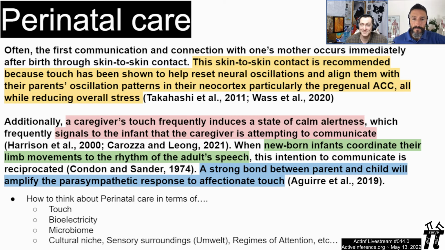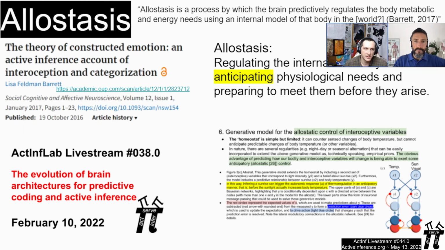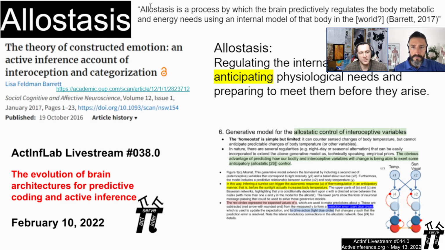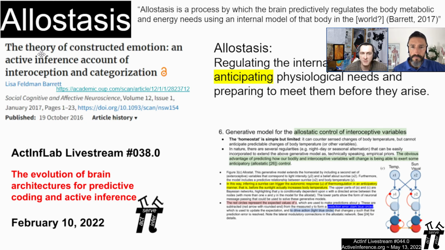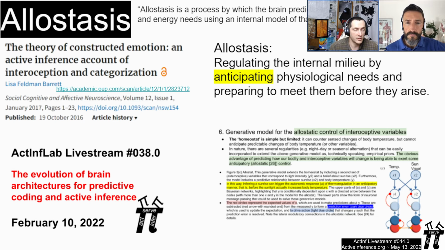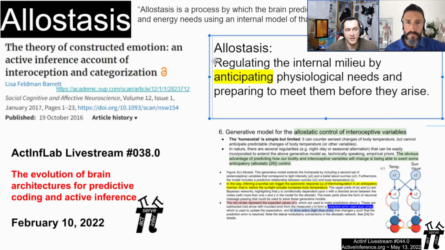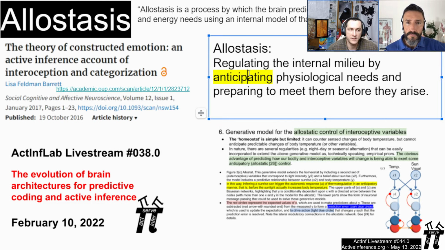Yes. Okay. On to allostasis. So allostasis, the authors define in the paper, as a process by which the brain predictively regulates the body's metabolic and energy needs using an internal model of the body in the world. And the citation there is to Barrett, 2017, with the work Theory of Constructed Emotion, an Active Inference Account of Interoception and Categorization. So that's a really cited and impactful paper that defined allostasis as the regulation of the internal milieu by anticipating physiological needs and preparing to meet them before they arise.